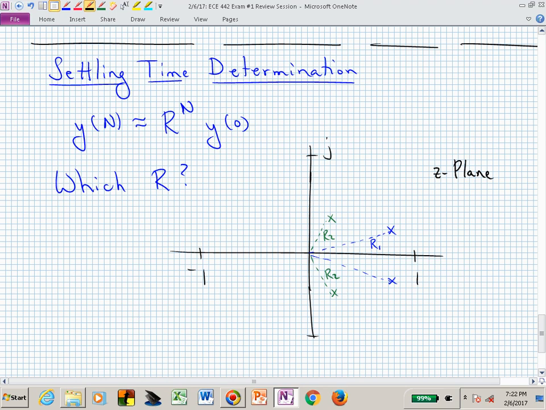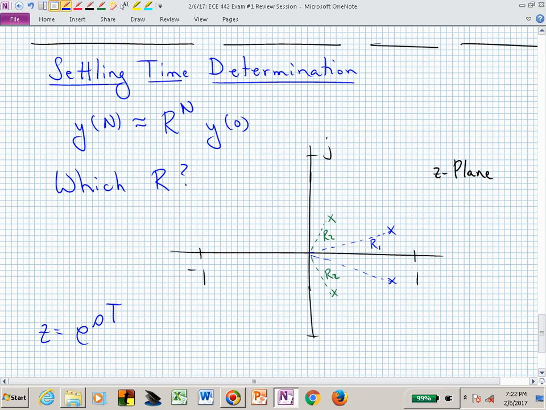Now what's our relationship between Z and S? Z is equal to e to the sT. What were we looking for? S values that dominated. Where were those S's close to? The origin, S equal to 0. If we plug in S equal to 0, what does Z tell us? Z equal 1. Now we need to be close to Z equal to 1 to be dominated. And if it's settling time, we need to be inside the unit circle.